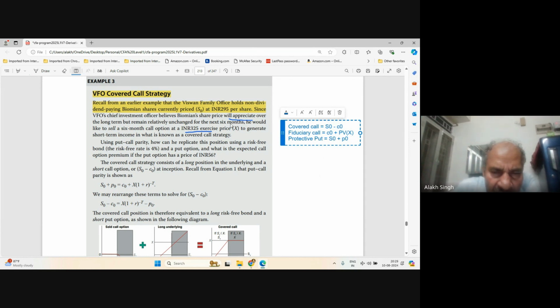What does it tell? It is telling that since this CIO expects that the price will go up, S will go up. So what he is thinking, he is selling the C0. In the long term, S will go up, but not in the short run, but remain relatively unchanged for the next 6 months. So that's why he is selling C0, so that he will get some money. His stock, he can sell a naked call because he already has this S0 as collateral. So in the market, he can sell a call because it is covered.